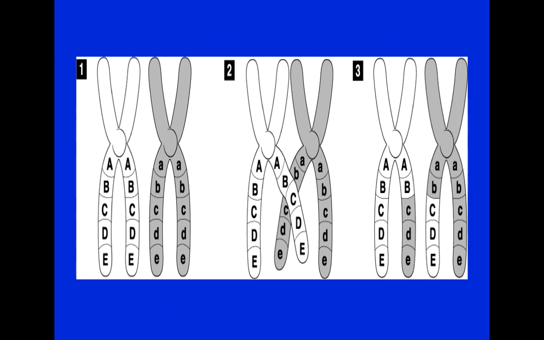So let me show you this process here. So I've got chromosome 1 and chromosome 2, and they literally come together and they switch. So now the 3 genes that were on the gray one are now on the white one, and the 3 genes that were on the white one are now on the gray one.